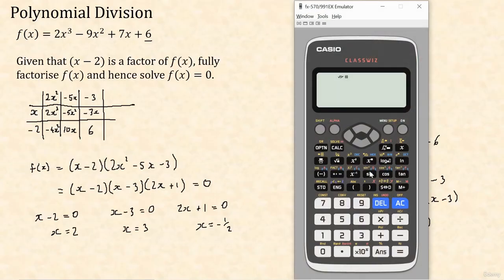Okay, so I've got my calculator here. So what we can do, just to check our answer, is go down to the equation solver. We can say it's a polynomial. Now this is a degree 3 polynomial because it's cubic. The leading power is a 3, x to the power 3. So we type in 3, and now we key it in.